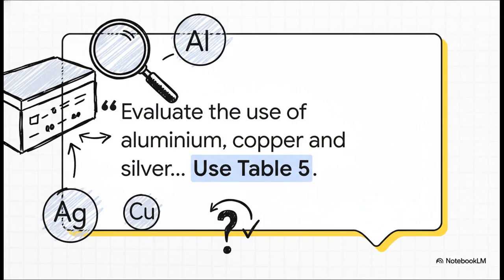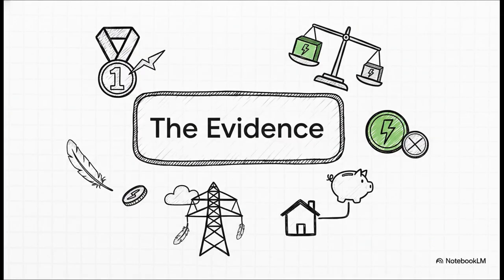So, let's see how the mark scheme breaks this down. To bag those top marks, the first thing you've got to do is lay out the evidence. These are the key facts you can pull straight out of that table or from what you already know. And look how simple these statements are. Silver is the best conductor. Aluminium is the least dense and the cheapest. These are the building blocks of your answer.